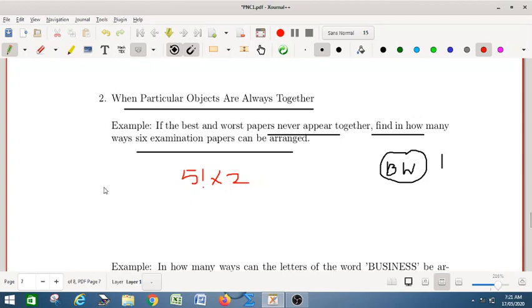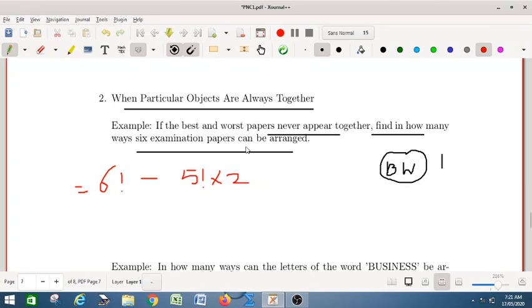So what is the total number of arrangements if there is no restriction? Factorial 6. If there is no restriction, then the total number of ways of arrangement is factorial 6, or 6P6. So factorial 6 minus the best and worst papers together. So this is the required permutation. This is the required answer.